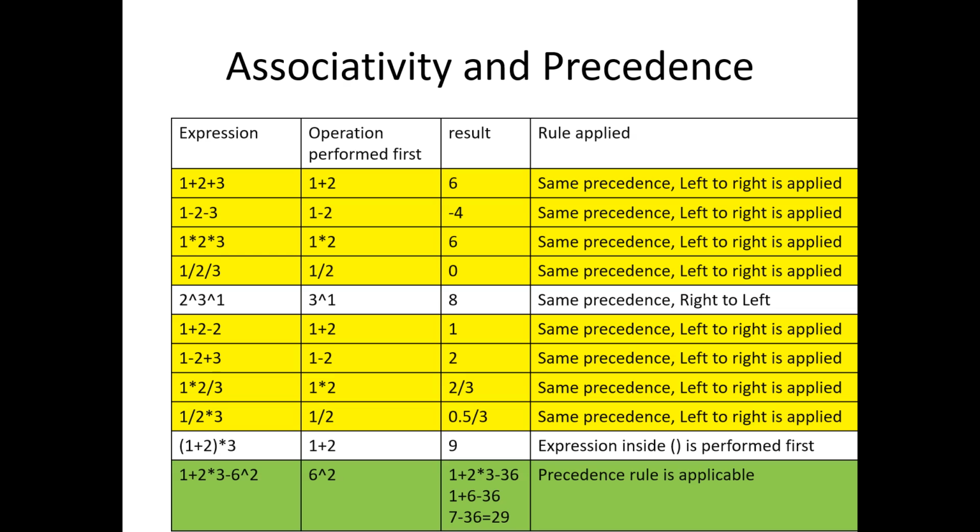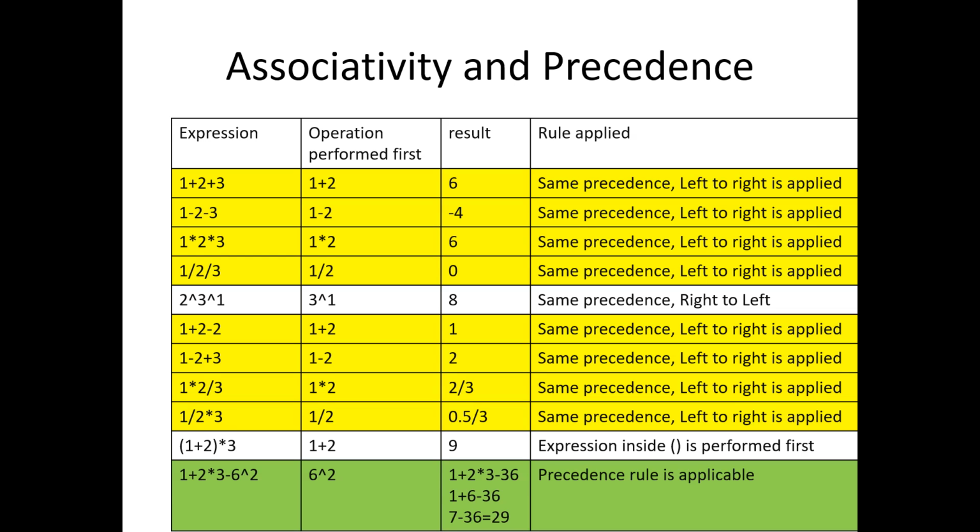In the next example, 1 by 2 into 3, the leftmost operation, that is division, is performed first. That result is multiplied by 3, which is the rightmost. In case of division and multiplication, the associativity is left to right.